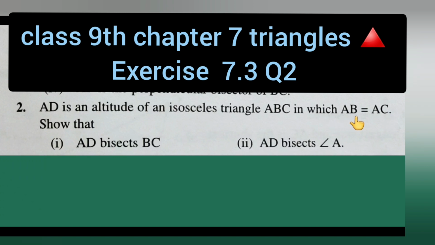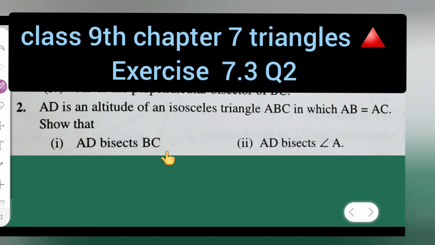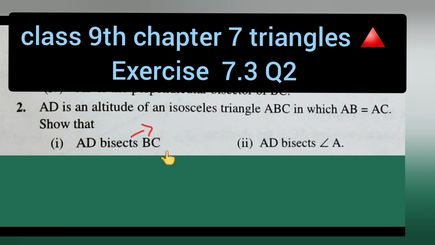Triangle ABC in which AB is equal to AC. Show that AD bisects BC. What do you mean by AD bisects BC? AD bisects BC means you all have to show that BD is equal to CD, and here you all have to show that angle 1 is equal to angle 2.